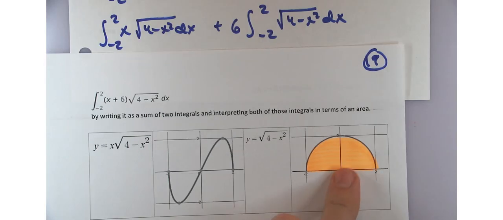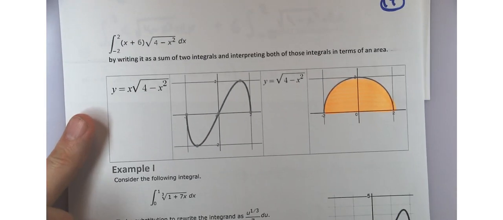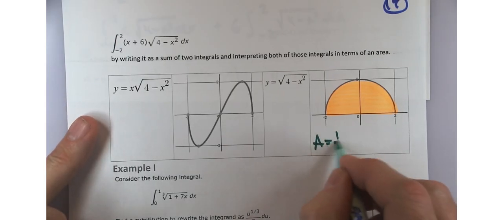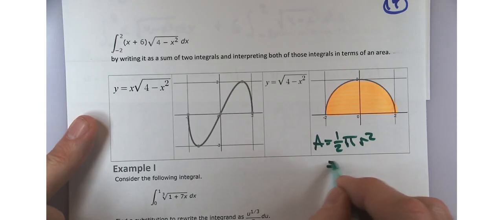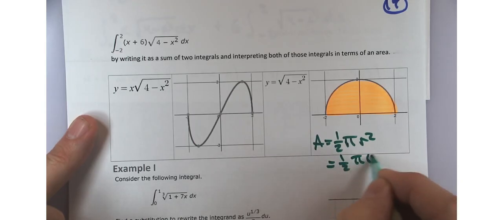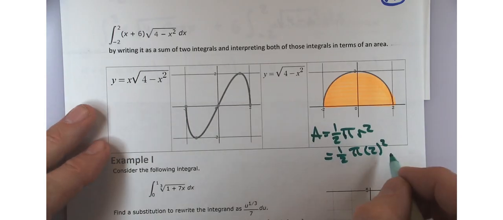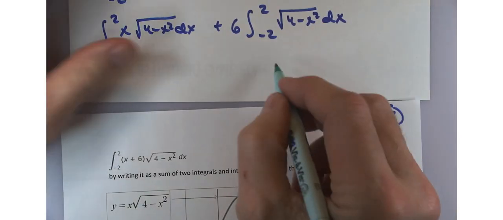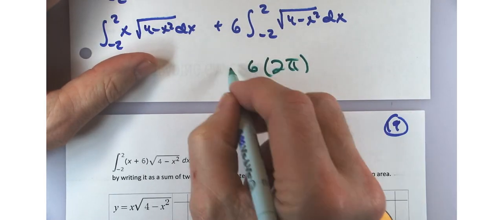But do I need to use calculus to find that area? What's the shape here? A semicircle. So the area is going to be 1/2 times pi times r squared. What's the radius in this case? So 2 squared. And, well, 2 squared is 4, times 1/2 is going to give me 2. So 2 pi. Wow. Now keep in mind I got the 6 out in front still.